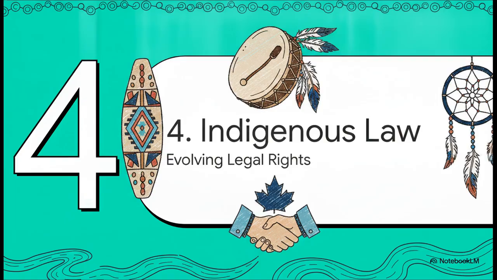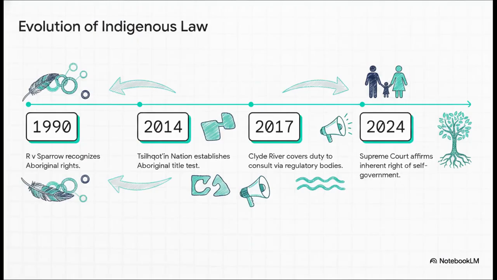Okay, Section 4, Indigenous Peoples and Law. This is another massive chunk of your exam that you absolutely have to master. Listen, Indigenous law in Canada has evolved incredibly fast, and you really need to track this roadmap. Watch how it moved from just basic recognition of Aboriginal rights back in the 1990 Sparrow case to establishing a real test for Aboriginal title in 2014, all the way to 2024, where the Supreme Court fully affirmed the inherent right of Indigenous self-government over child and family services. Seeing how fast this progressed is key to understanding where the law actually sits today.